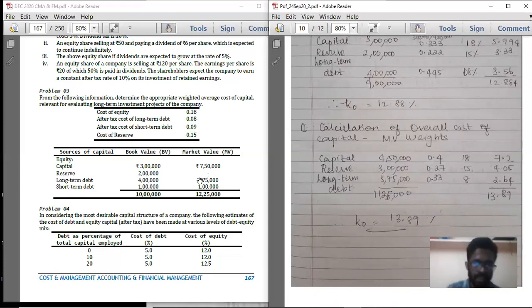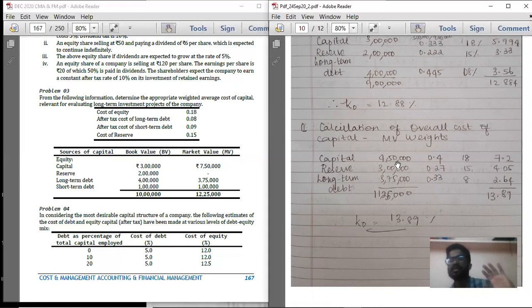Here the ratio of equity share capital and the reserves in the book value is 3:2. See, 3 lakh, 2 lakh, so total is 5 lakh. 3:2 is the ratio of equity capital and reserve. So this market value of equity share capital should be segregated into 3:2 as capital and reserves, and it should be accordingly calculated. So now find 7,50,000 into 3 divided by 5, that is 4,50,000. So in respect of capital column, market value record 4,50,000.